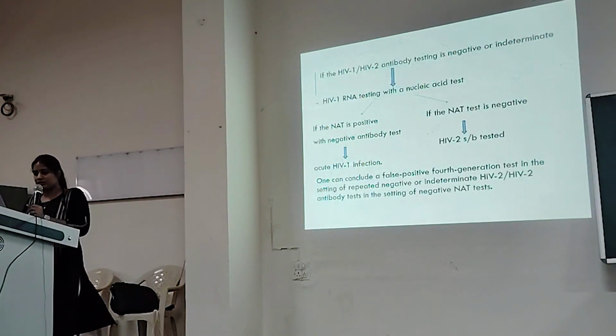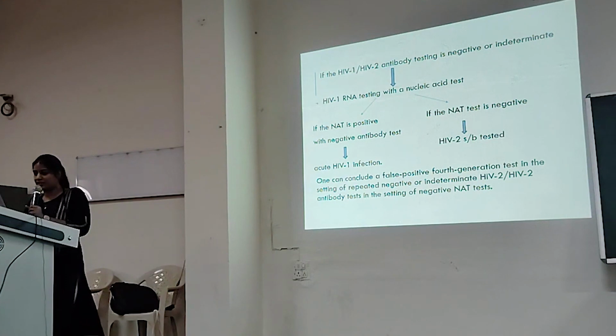So this is just a flow chart. We will do the HIV test, and after that we will go for HIV RNA testing with the NAT. And if the NAT is positive with negative antibody, that is, antibodies are still not formed, the patient is in the window period, and NAT positive is suggestive of acute infection.